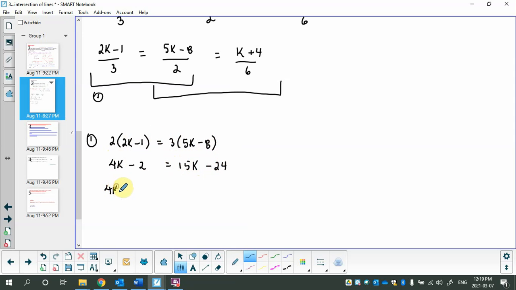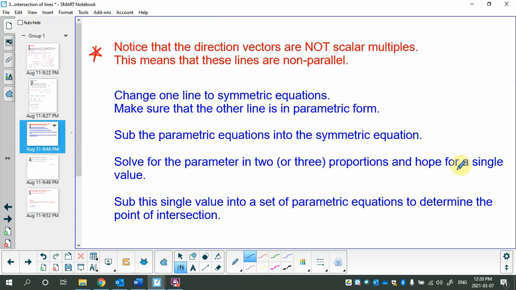K's on one side, non-k's on the other side. We'll get negative 11k is equal to negative 22. So I end up dividing both sides by negative 11 and getting k is equal to 2. So according to my instruction, I am hoping for a single value for my parameter.